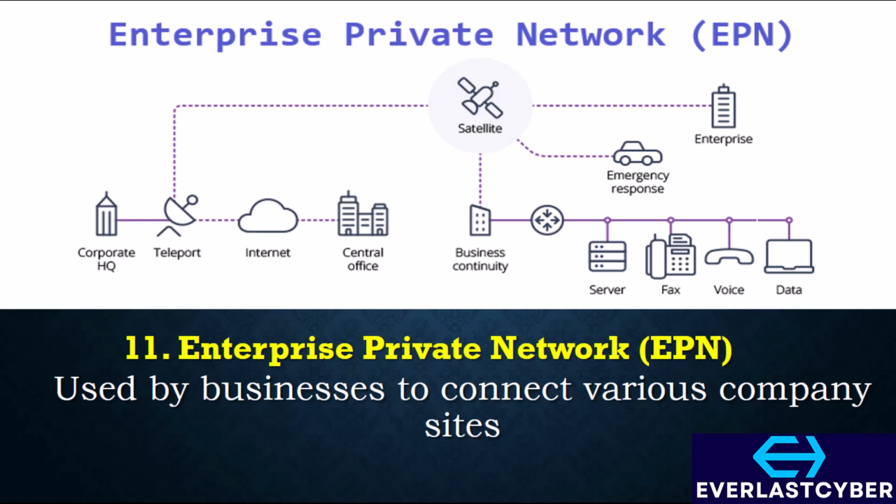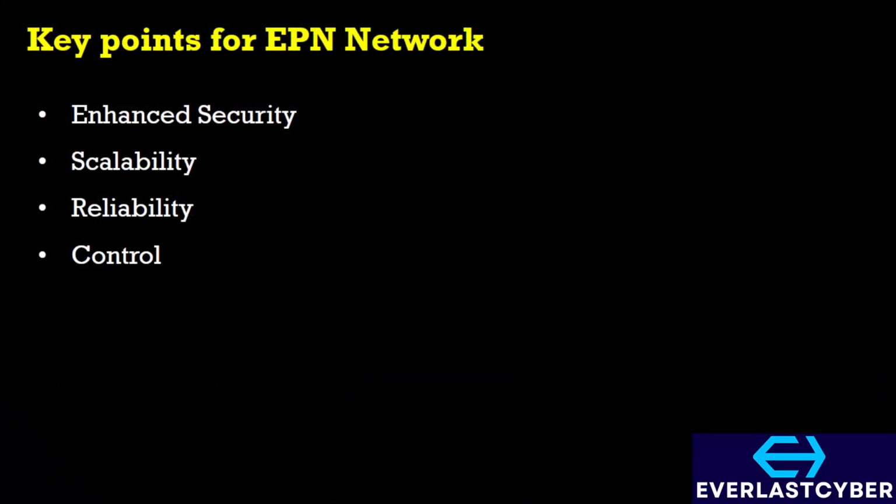So essentially, large enterprises that require a high level of control, security, and performance for their internal communications and data exchange will definitely go for this type of network. That's the enterprise private network for their use. I just also highlighted some of the key points. They are enhanced security, scalability, reliability, and control. That brings us to the end of the 11 types of networks that you should know before you attempt to take the CompTIA A+ exam.